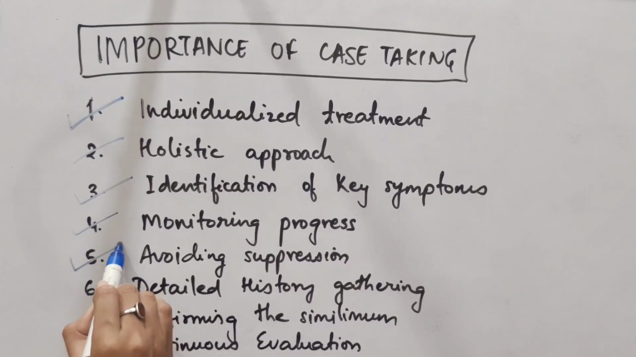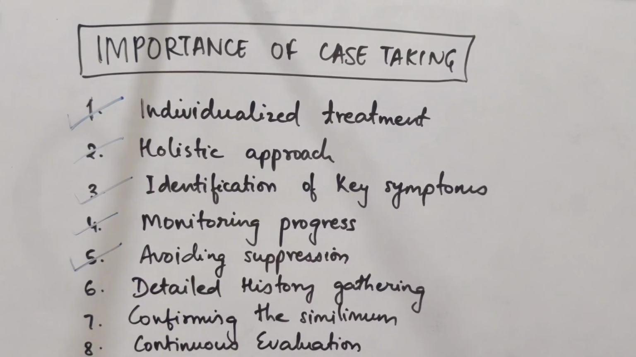Fifth is avoiding suppression. Homeopathy aims to stimulate the body's own healing mechanisms. Understanding the complete symptom picture through thorough case taking helps in selecting remedies that encourage the body to resolve symptoms naturally rather than just suppressing them. And effective case taking will involve active listening, and obviously that will build a proper rapport with the patient.